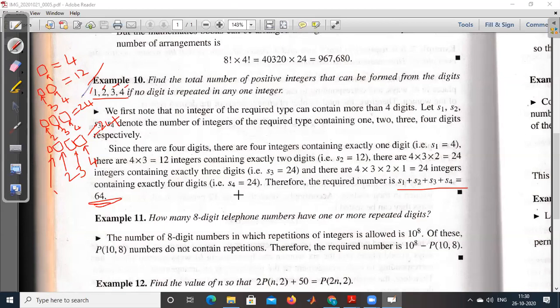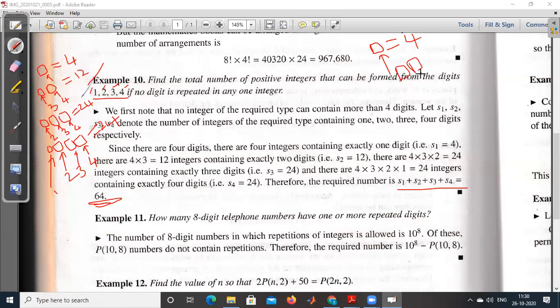This is if no digit is repeated in any one integer. Say, for example, if the digits can be repeated, then the first one-digit number can be filled in four ways. So four. Okay, two-digit numbers.